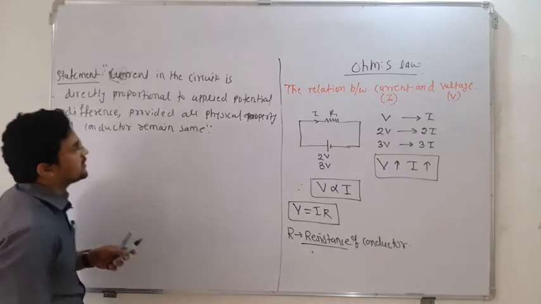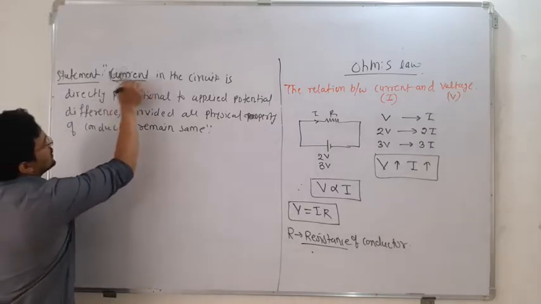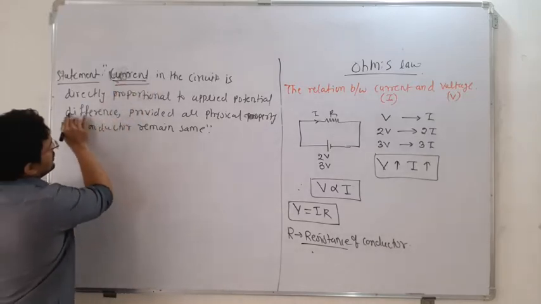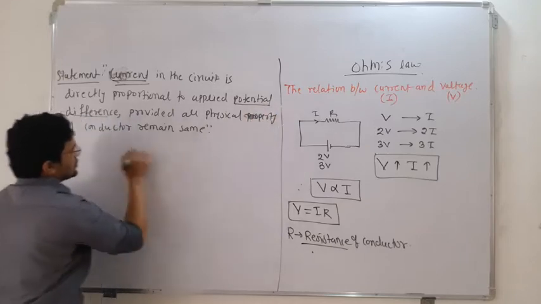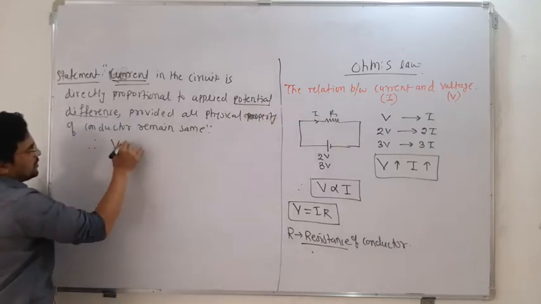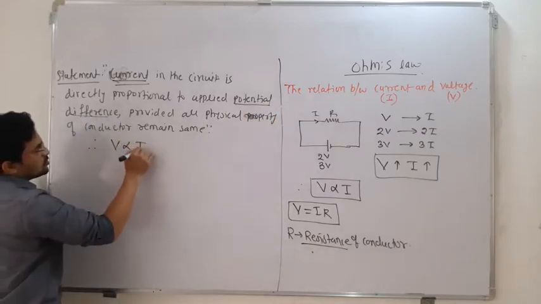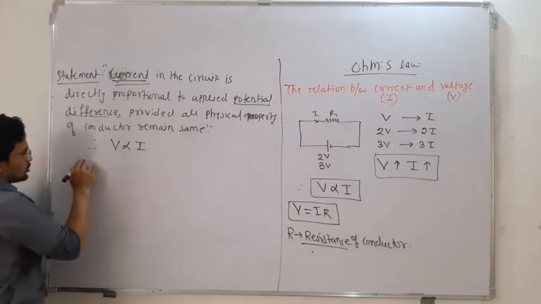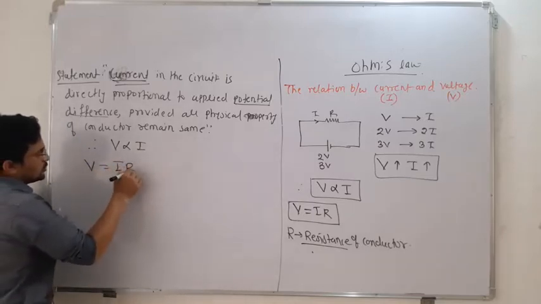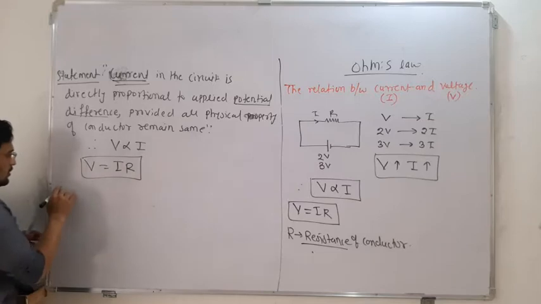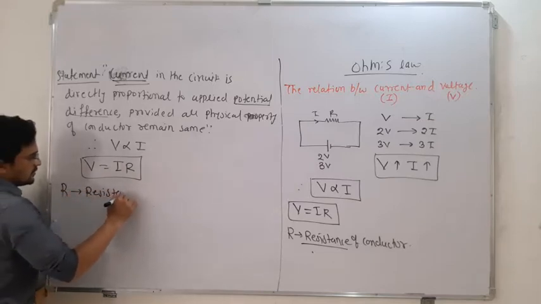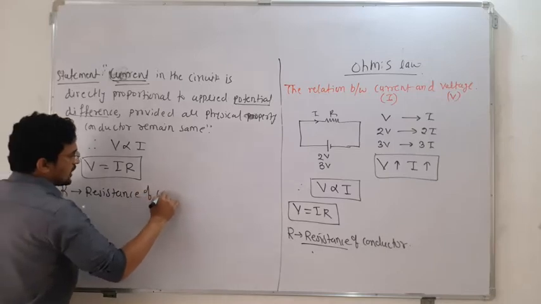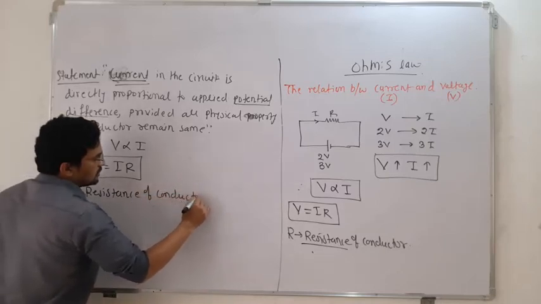So same, you have to write it down. Voltage, or you can say current, is directly proportional to what? The potential difference. So from this statement, V is directly proportional to I. Remove this proportionality constant and you will get V = I R, where R is the resistance of the conductor.